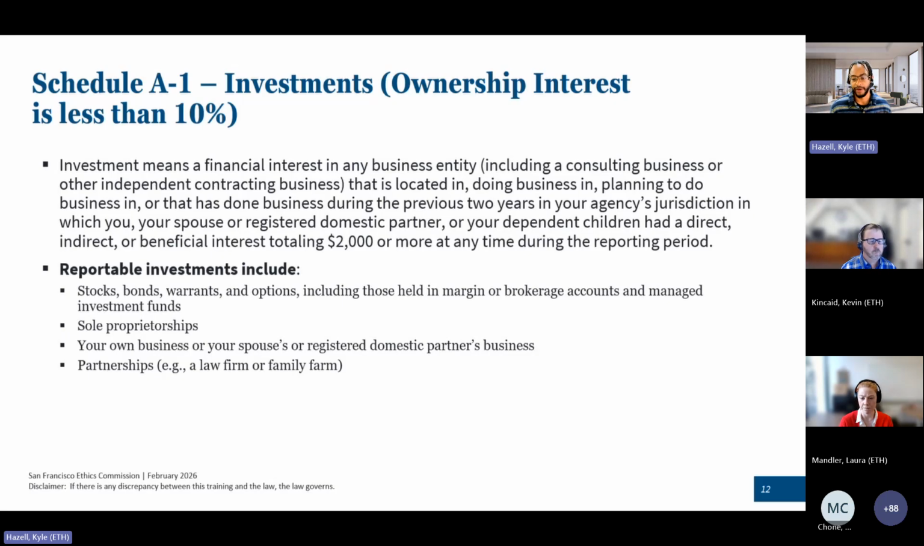An investment means a financial interest in a business entity that does business or plans to do business in your agency's jurisdiction. It applies if you or your spouse, registered domestic partner, or your dependent children had a direct, indirect, or beneficial interest of $2,000 or more at any time during the reporting period. Reportable investments include stocks, bonds, warrants, and options, including those held in brokerage accounts or managed funds, sole proprietorships, your own business, or your spouse's or registered domestic partner's business, and partnerships such as a law firm or a family farm.